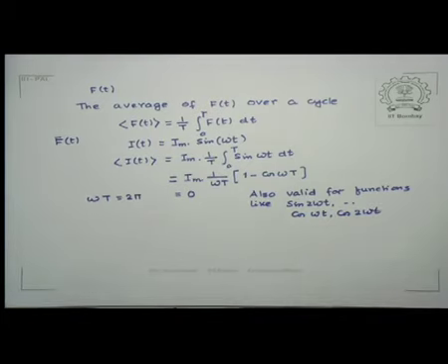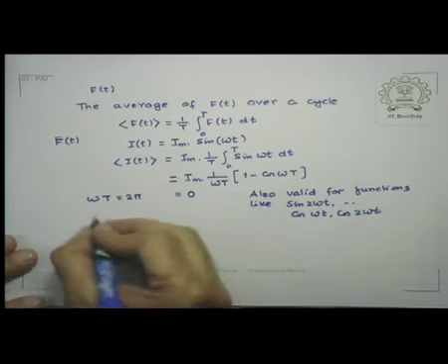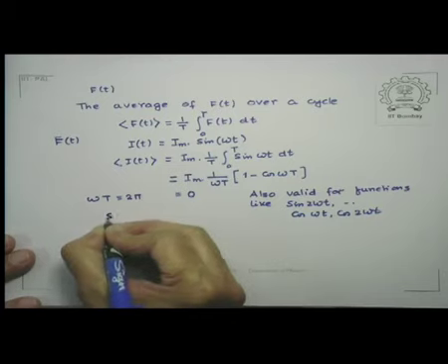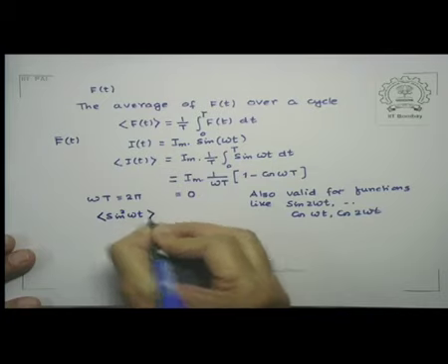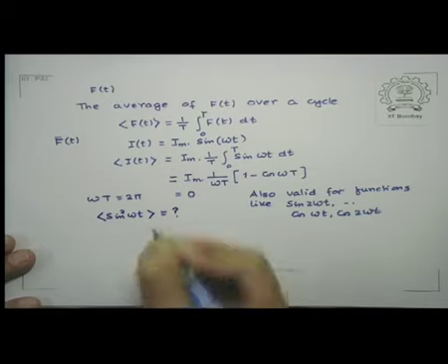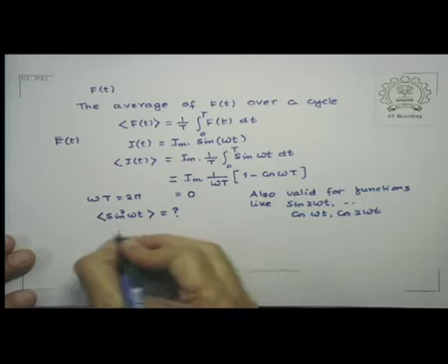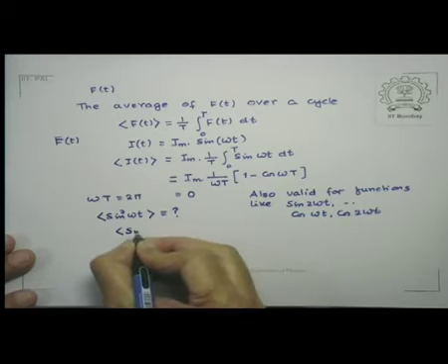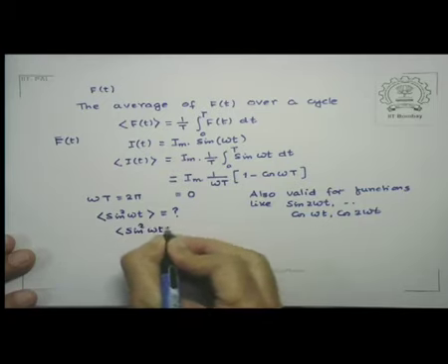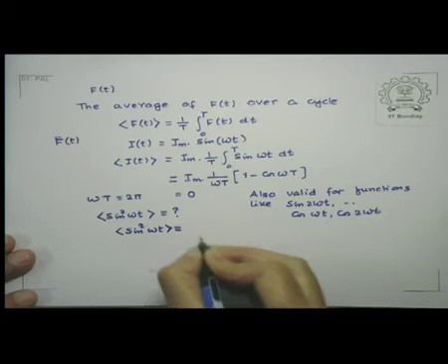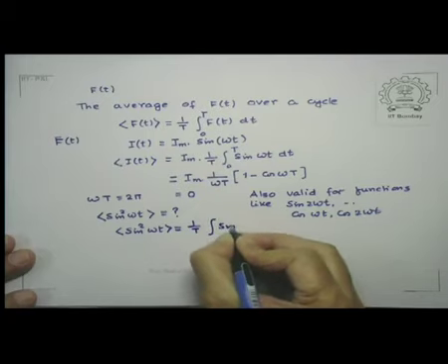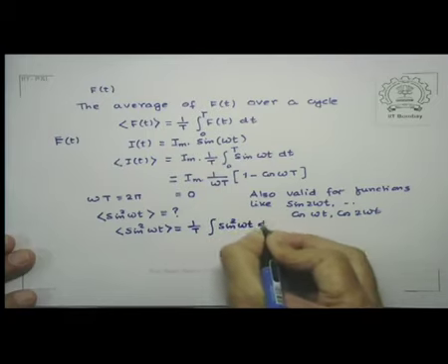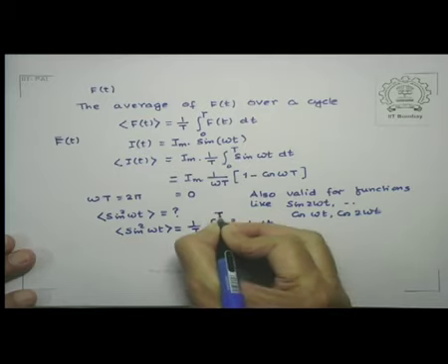There is another relationship that we would require as we go along. How much is the average of sine square omega t? So let us plug this into the definition. So the average of sine square omega t is 1 over T integral of sine square omega t dt from 0 to T again.